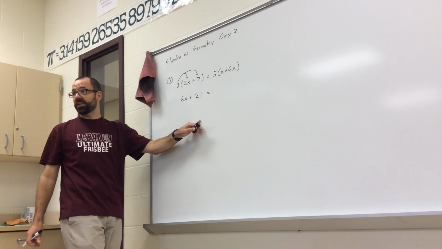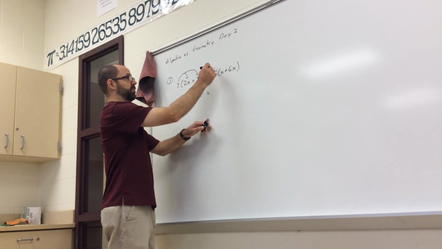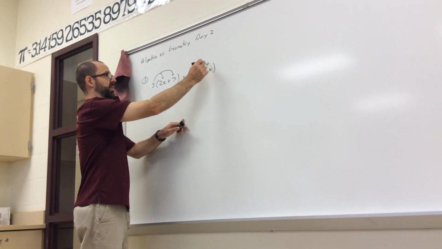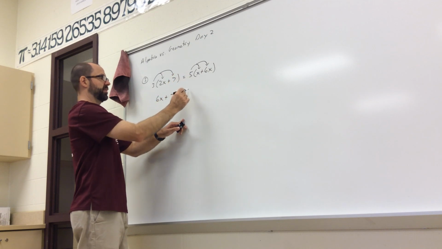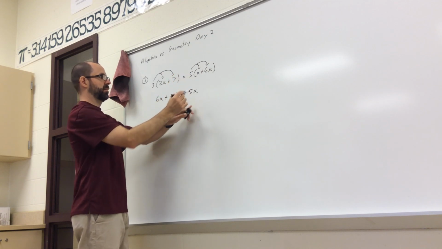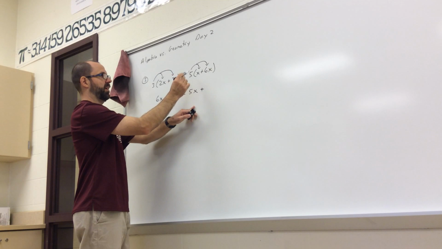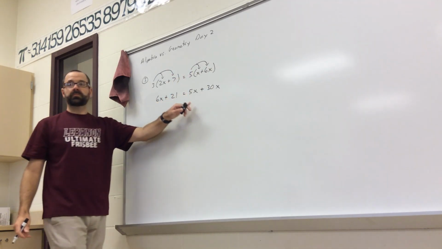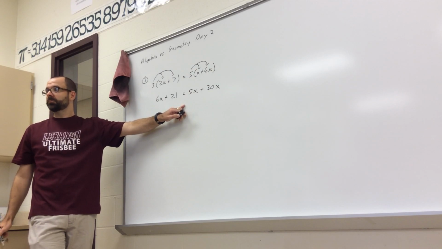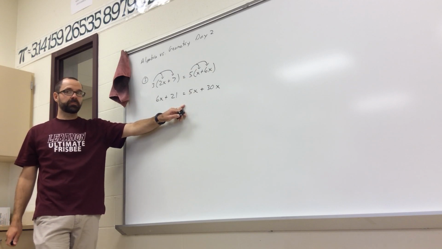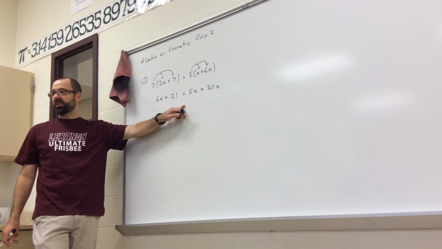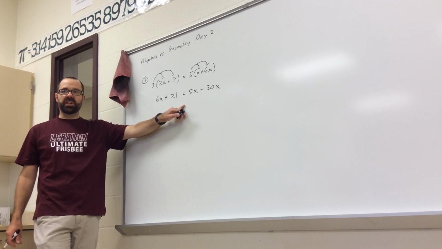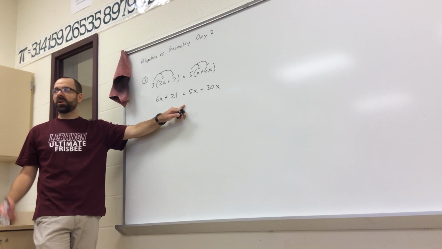Okay, and then we're also going to distribute the right side. So we're going to take the 5 and distribute it. And 5 times x is 5x. And 5 times 6x is 30x. All right, so nice work. The first step was distributing. All right, now what?